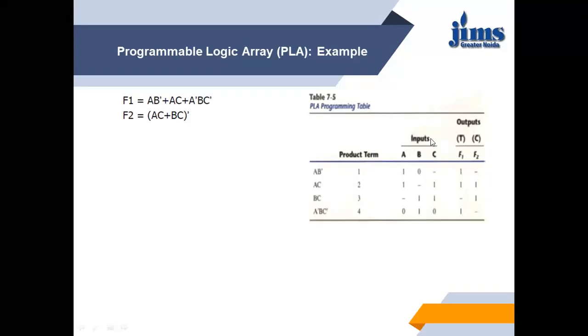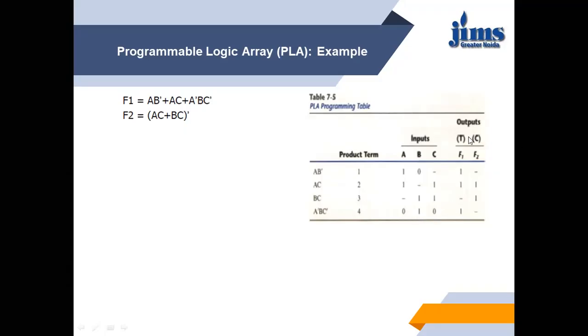We have written the inputs as A, B, C. In the first term, we have A, B bar. So A is 1, B bar is 0, and we put a dash, that is a don't care, for C. The second term is AC, then 1 dash 1. Next is BC, dash 1 1. We have A bar B C bar, 0 1 0.